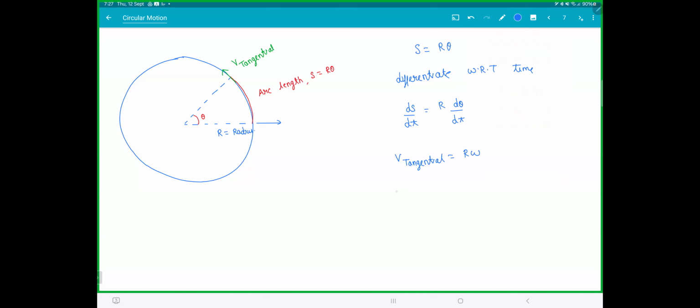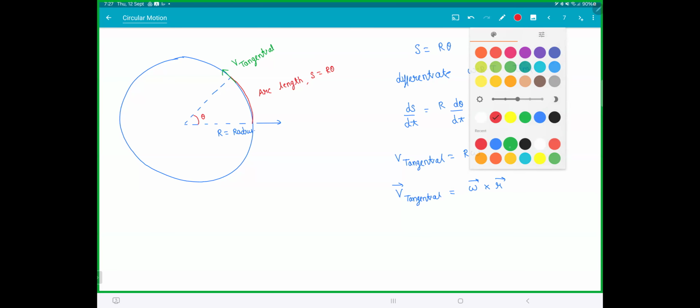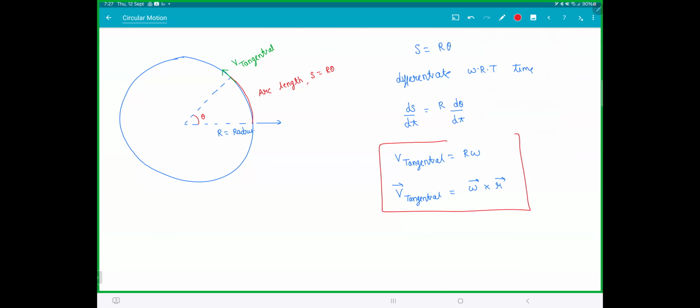The vector form can be written as v tangential. Be careful, this is not the full velocity, it's only the tangential velocity. It is given by omega bar cross r bar. This is the relation between the linear speed and angular speed.